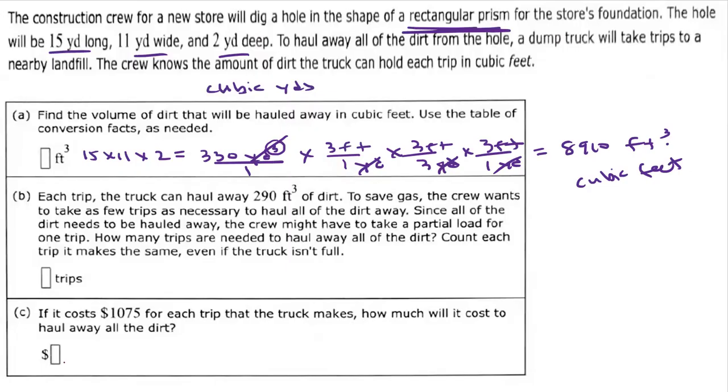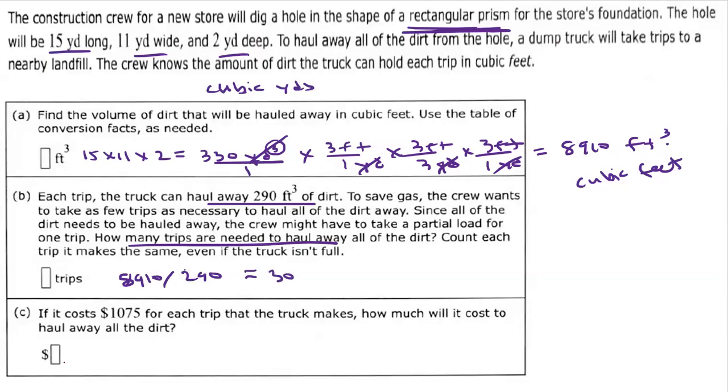Okay, part B. It says that each trip the truck can haul 290 cubic feet of dirt. And we need to figure out how many trips are needed to haul away the dirt. So all we need to do is take the 8910 and divide it by 290. So when we do that, we get 30.